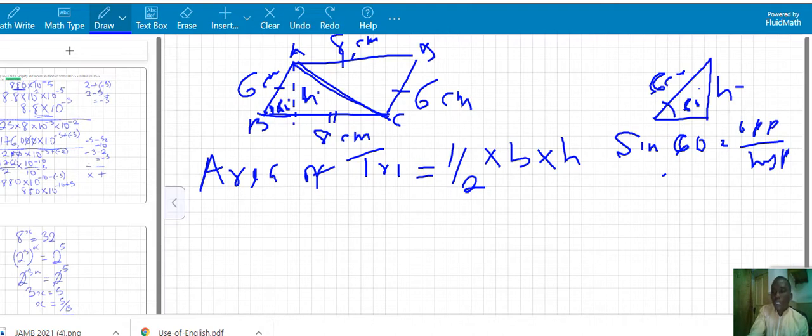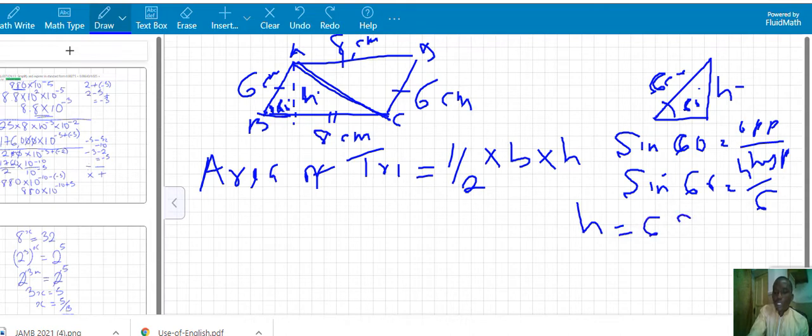Now the opposite is h. Sine 60 will now be equal to h over 6 centimeter. So our h will now be equal to 6 sine 60 degree. Now sine 60 degree is going to give us 0.8660. So 6 times 0.8660 will give our height.